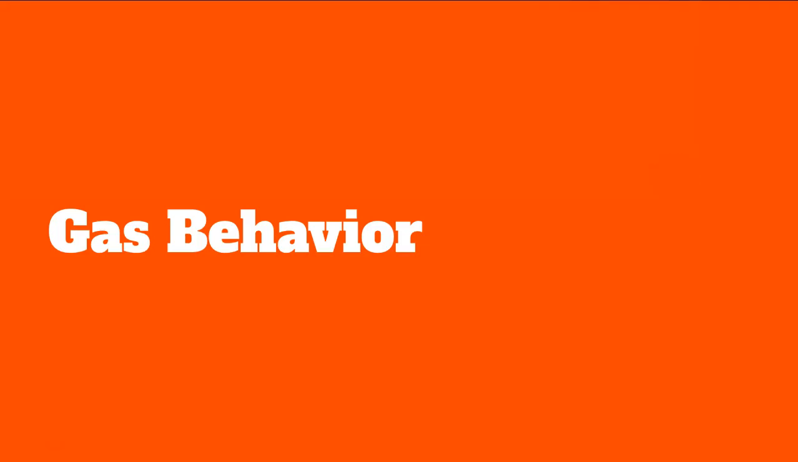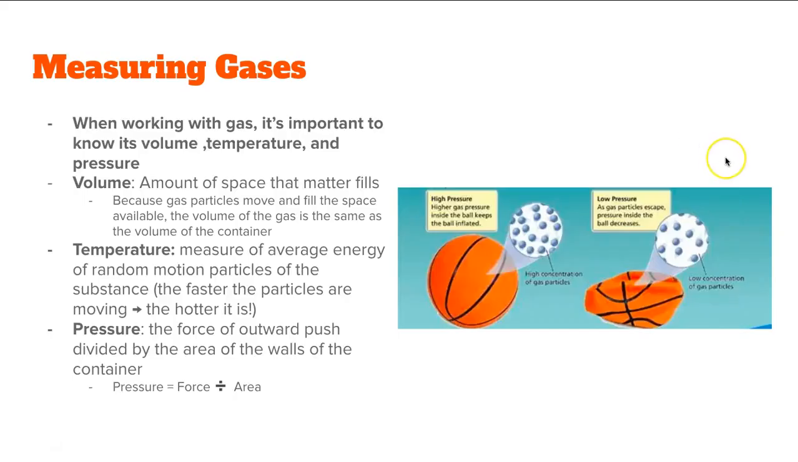Now we're going to focus a little bit on gas behavior. To measure gases, we care about volume, temperature, and pressure. Gas volume is always equal to the volume of its container. Temperature measures particle motion, as we were talking about, and pressure comes from gas particles colliding with container walls.